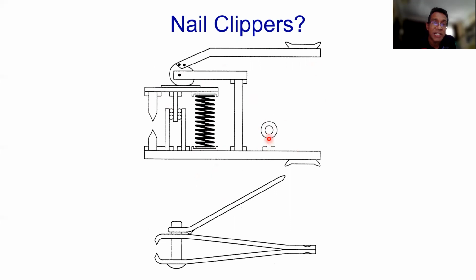They have a stopper here. So this cutter can go down, but the alignment is controlled by this roller to make sure they go straight down. And then after that, they return back by the spring mechanism. That is the conventional fundamentals of the clippers.